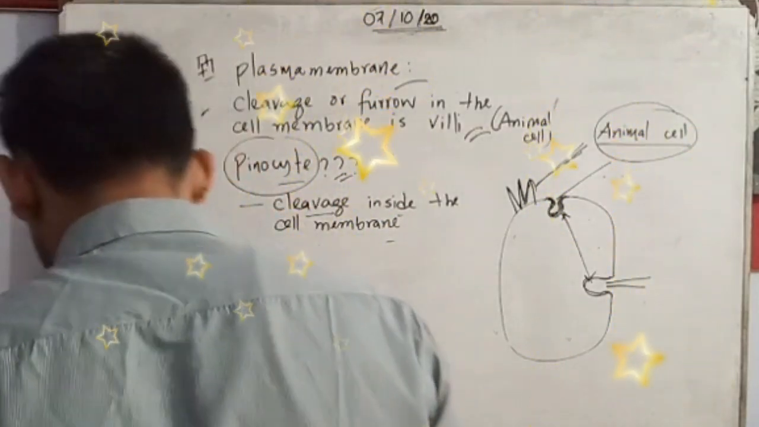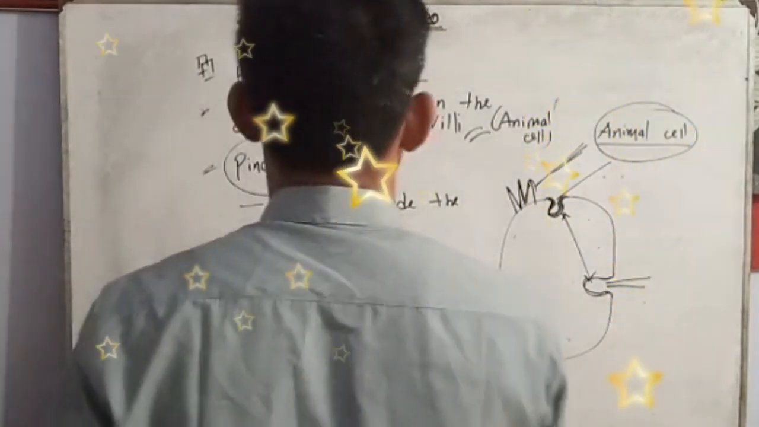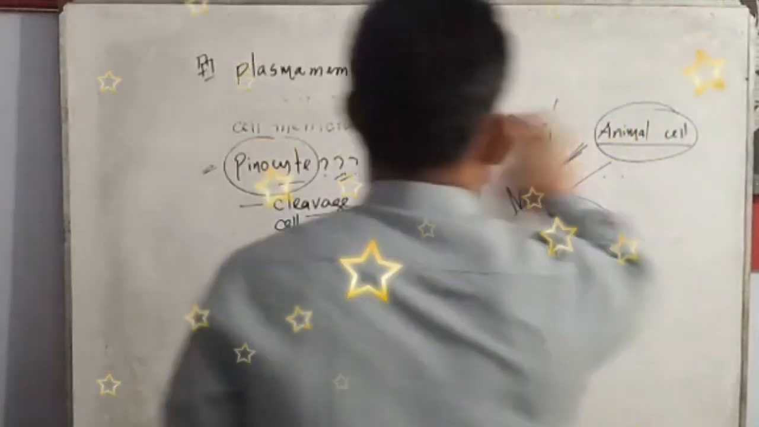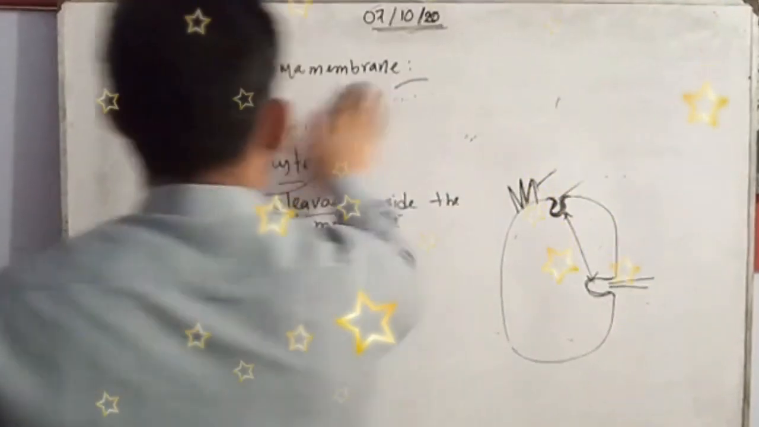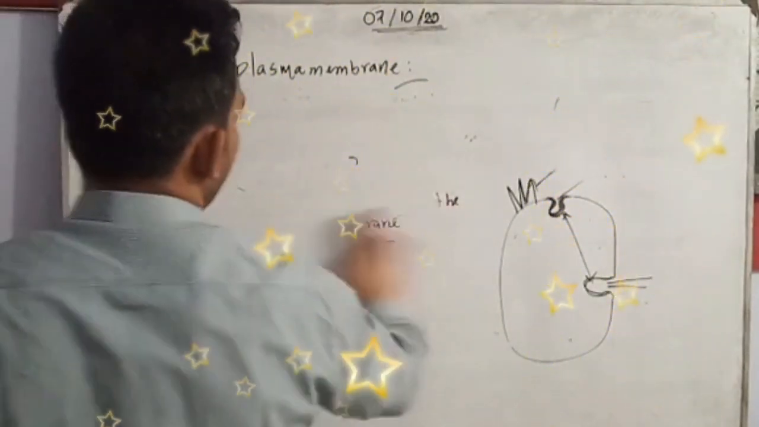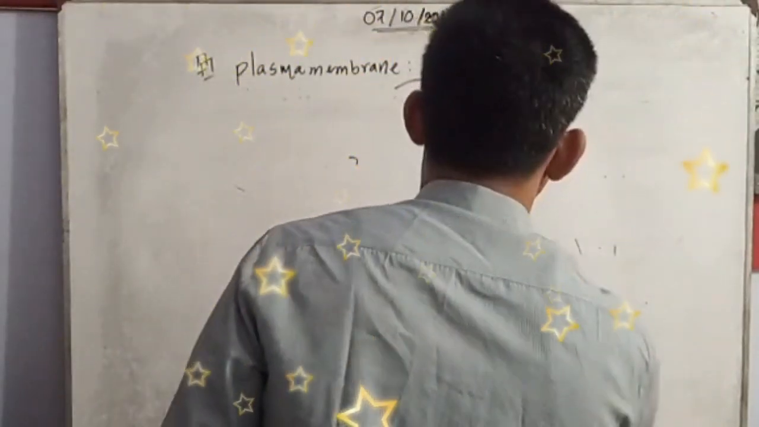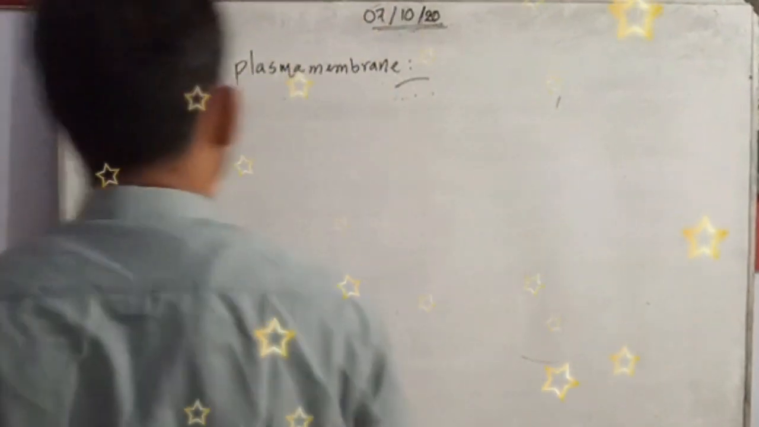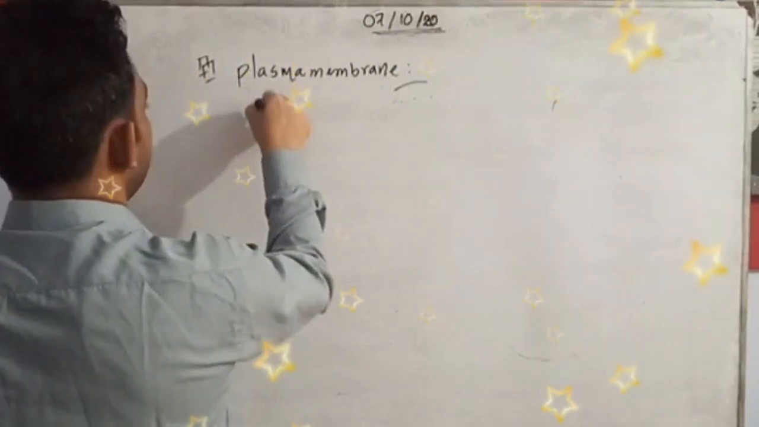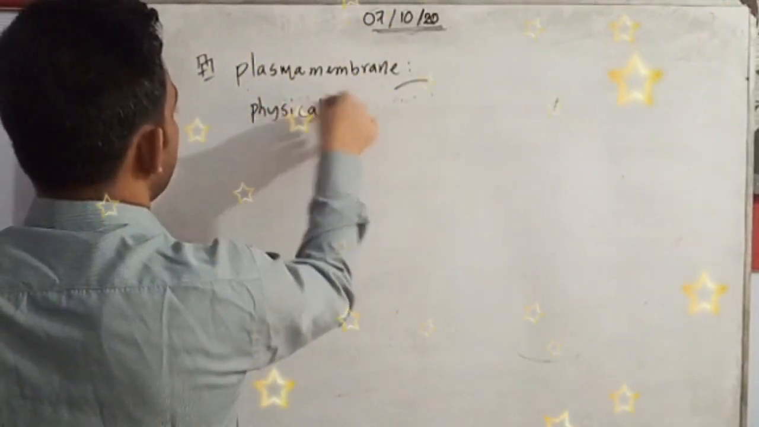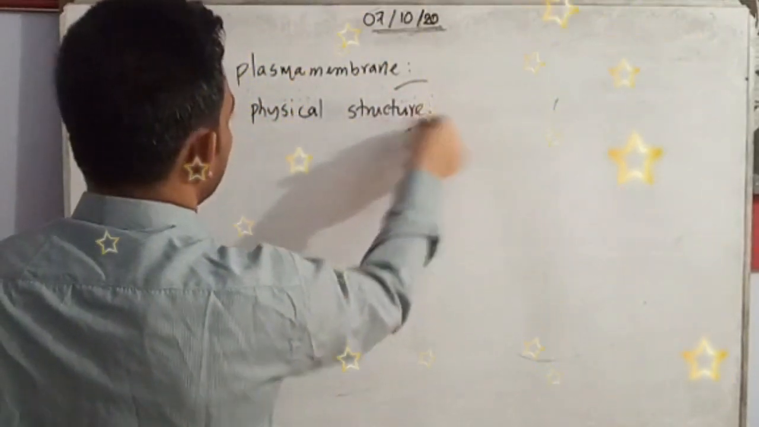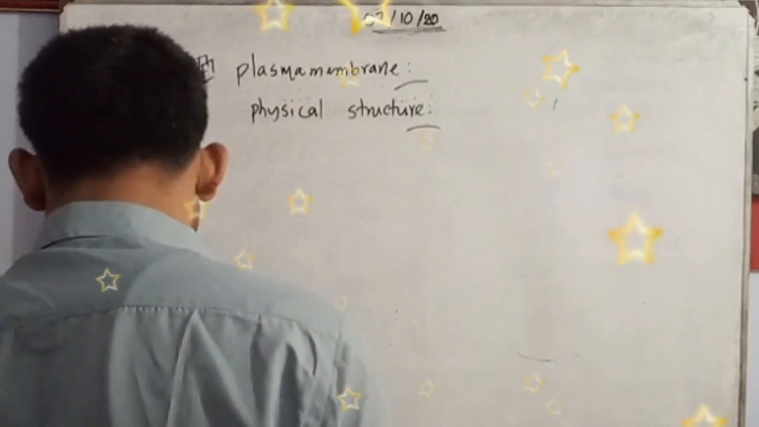Now, the physical structure of the plasma membrane. I hope you understood these points also. The physical structure is very important. Questions of 1 or 2 marks come out for these points all the time.